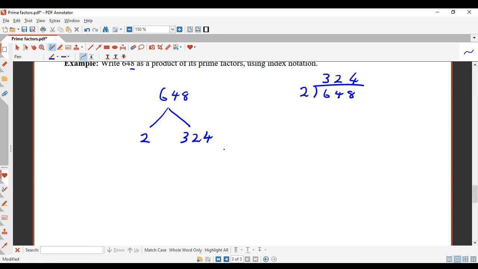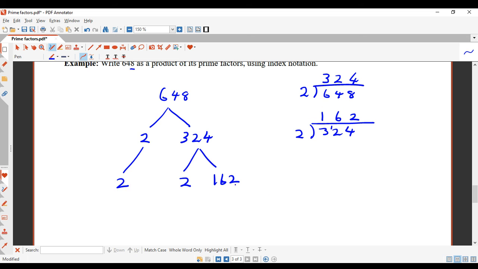Now, can't do much with 2, but 324 I can. With 324, it's an even number again because the number ends in 2, 4, 6, 8, or 0. In this case, it's 4. So I'm going to divide 2 into 324. 2's into 3 goes once, with 1 remainder. 2's into 12 goes 6, and 2's into 4 goes twice. So I can split this up into 2 and 162.